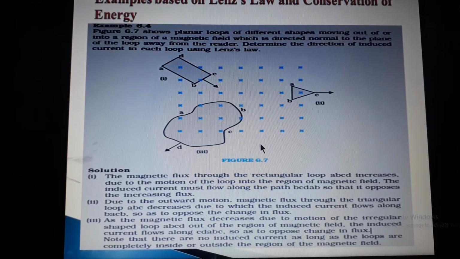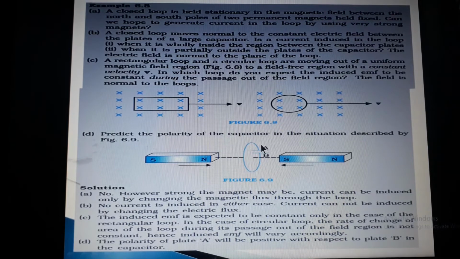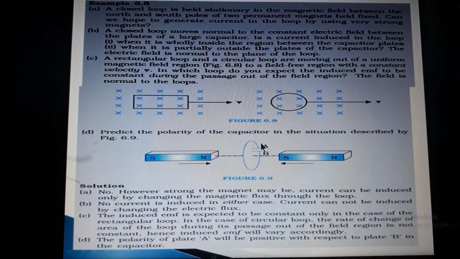Now just see the next example, example 6.5.